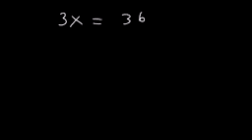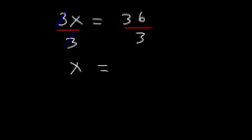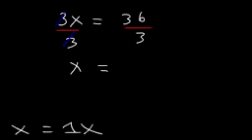This time 3 is multiplied to x. The opposite of multiplication is division. So you want to divide it by 3. 3 divided by 3 is 1. So on the left we have 1x, or simply x. X is the same as 1x. On the right, 36 divided by 3 is 12. And so that's the value of x in this equation.